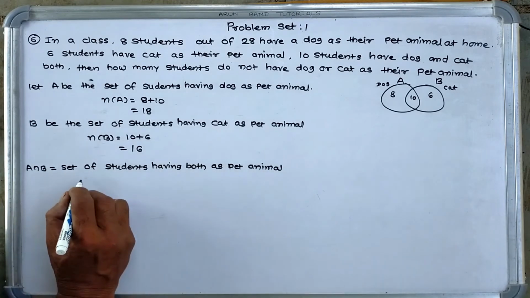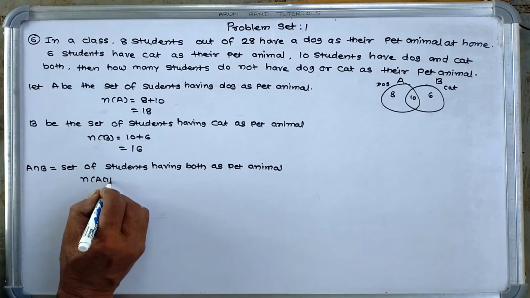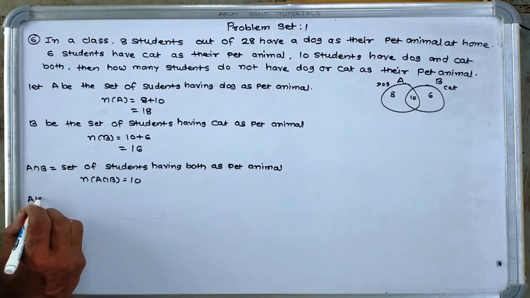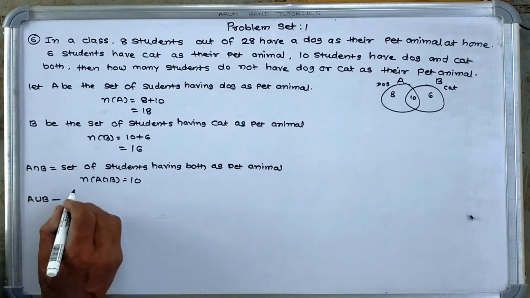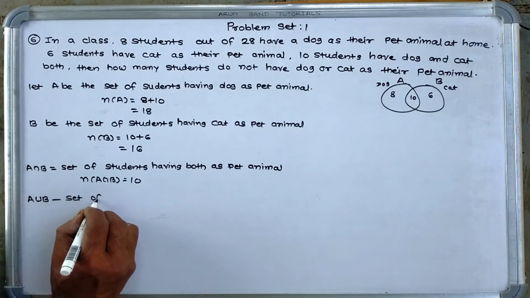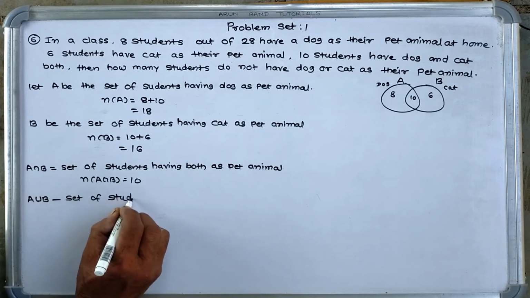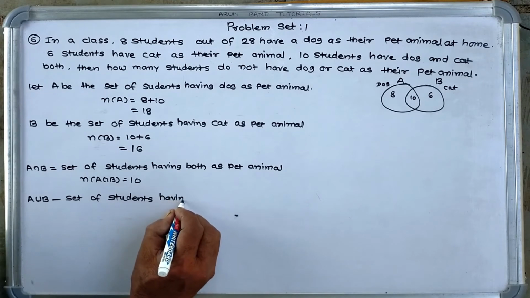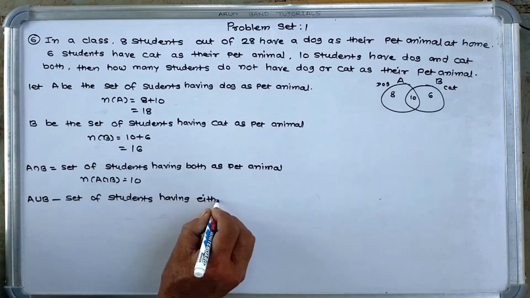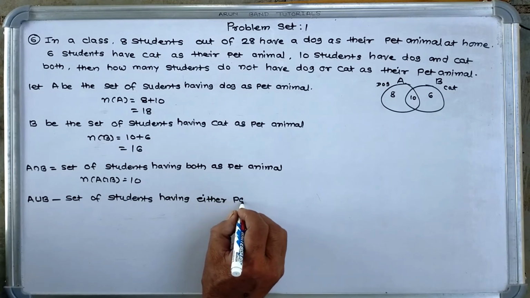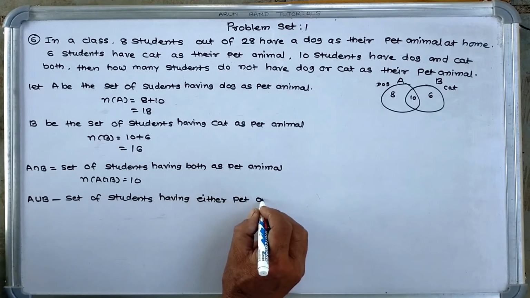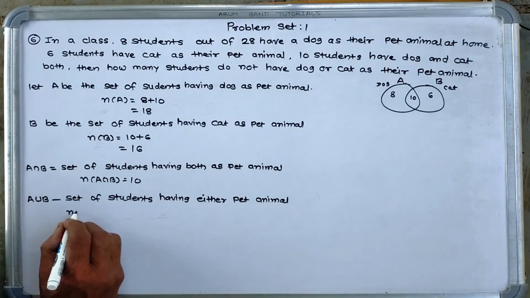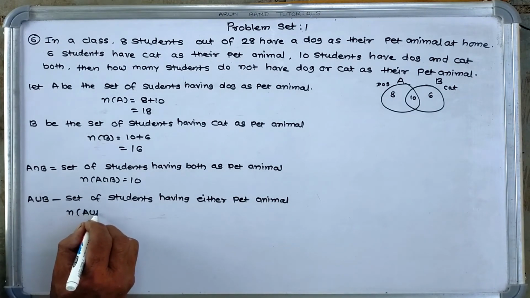So here we have number of A intersection B will be 10, and the set A union B. A union B will be the set of students having either pet animal. So here we have to find out first number of A union B.